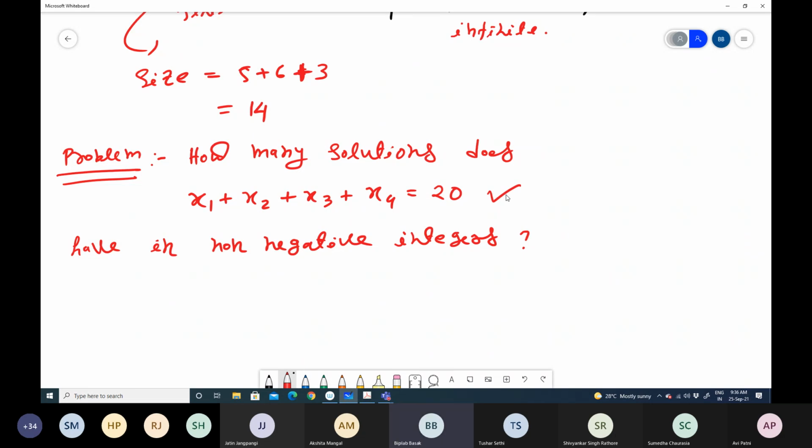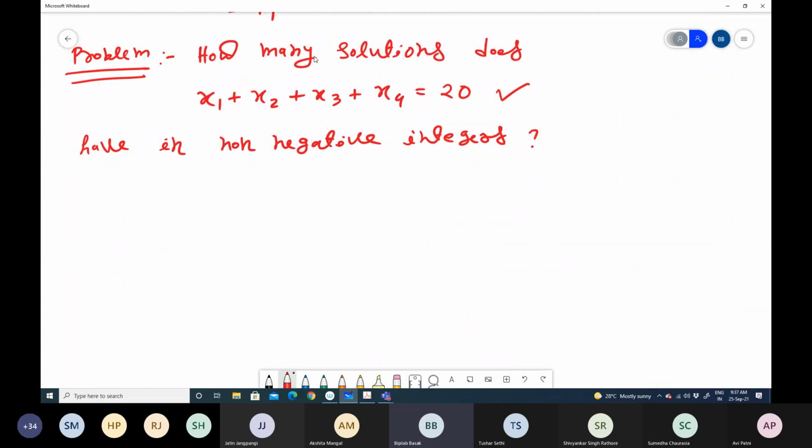To solve this kind of problem, if you use the concept of multi-set, then you can easily tackle it. That is the reason we are studying multi-sets now. Do you know how many solutions there are? 23C3. Right. How did you calculate that? Sir, we insert 3 separators in 20 coins. Right, that is the same concept as in the multi-set.